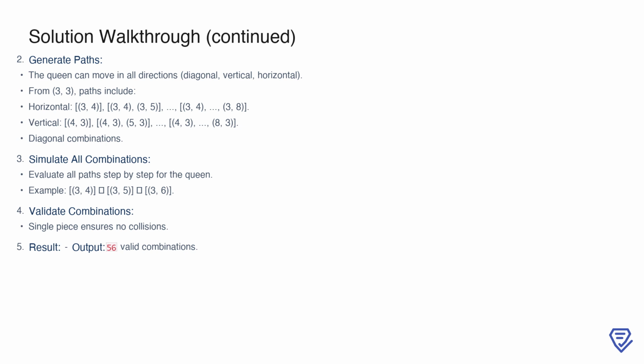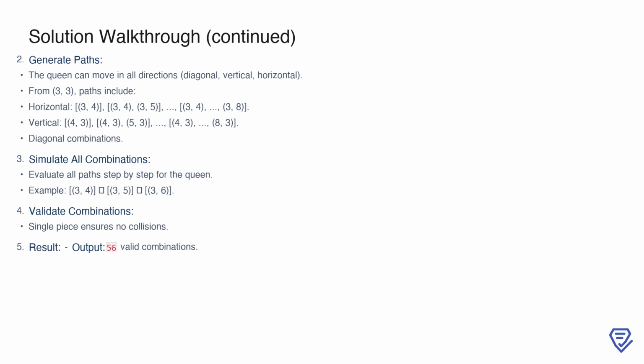Starting from position 3,3, it generates horizontal paths like 3,4; 3,5; and so on, up to 3,8. Similarly, vertical paths include positions like 4,3; 5,3; and so on, up to 8,3. In addition, diagonal paths are created, such as 4,4; 5,5; and others depending on the direction. Once these paths are generated, we simulate all possible move combinations for the queen.